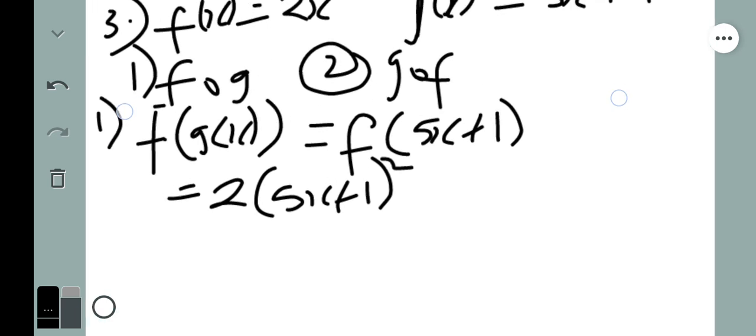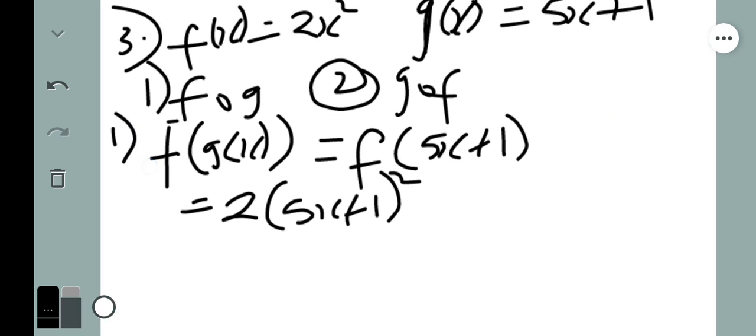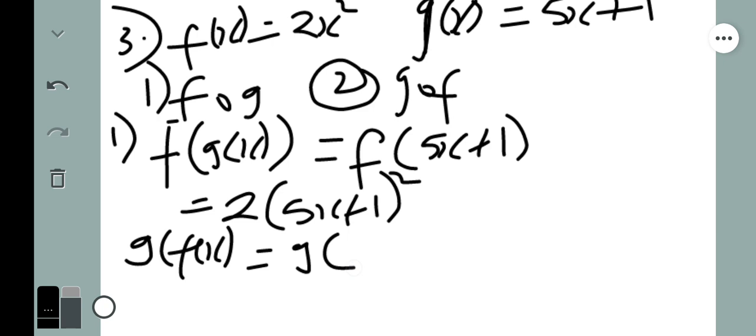Let's say we have g of f of x. So what about g of f of x? Very simple. This is the same thing as g of, what is f of x? F of x is 2x squared, right? So anywhere I see x in g, I put 2x squared. So we have g of 2x squared.